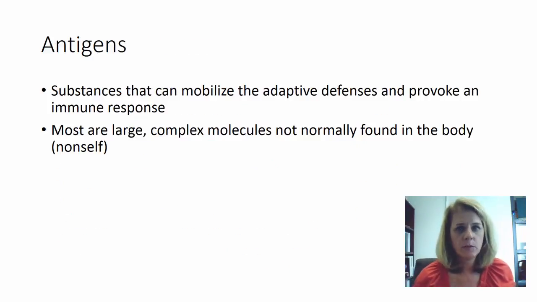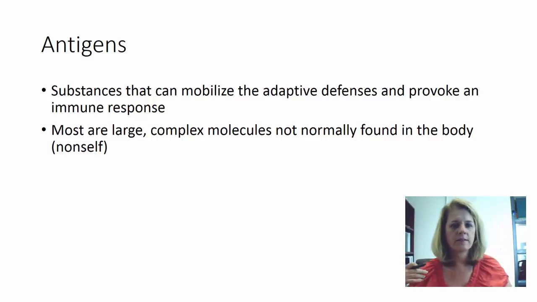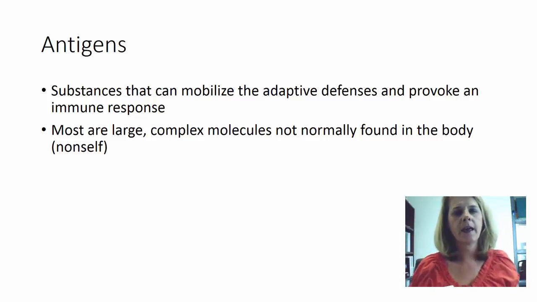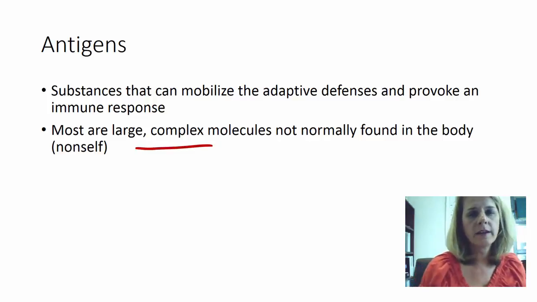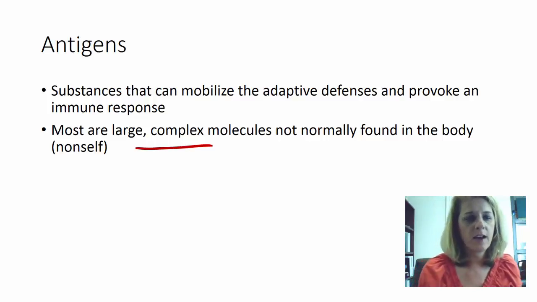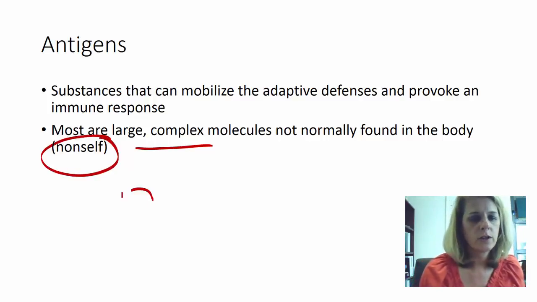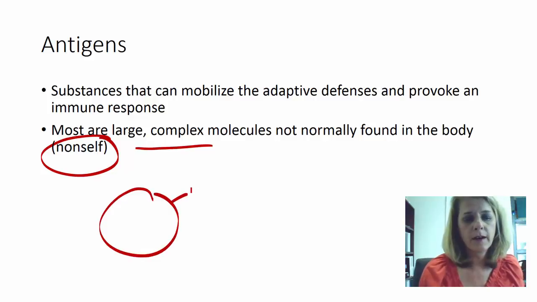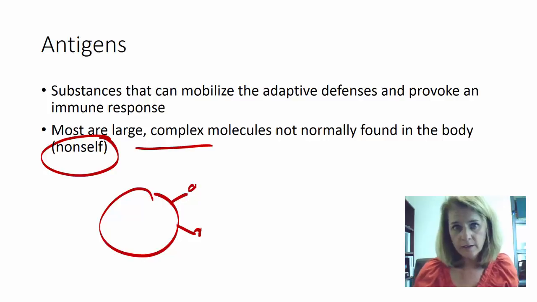Remember, an antigen, just a reminder, what is it? It's a substance that mobilizes an adaptive response. It's usually a large, complex molecule that's not normally found in the body, so we classify that as non-self. I know you've learned about blood, and we talked about how red blood cells have those antigens on them that another person would recognize as foreign.